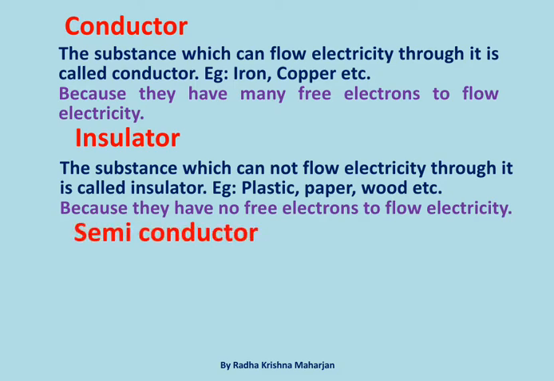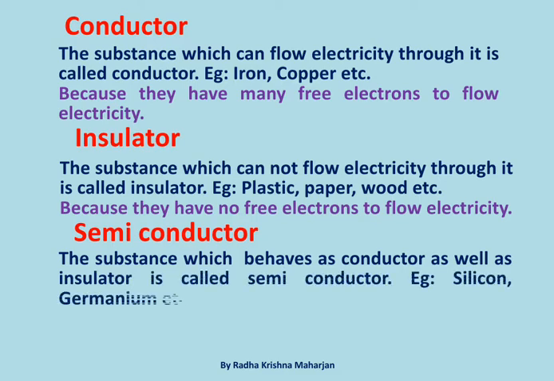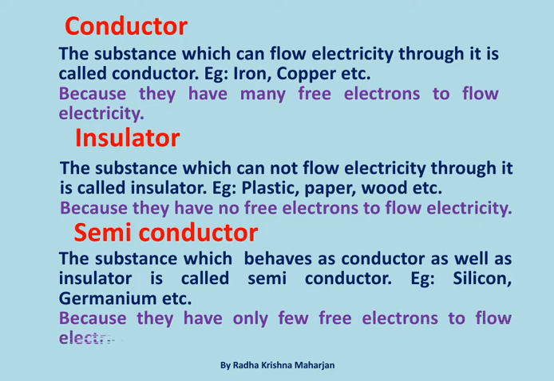Semiconductor. The substance which behaves as conductor as well as insulator is called semiconductor. Example, silicon, germanium, etc. Because they have only few free electrons to flow electricity.